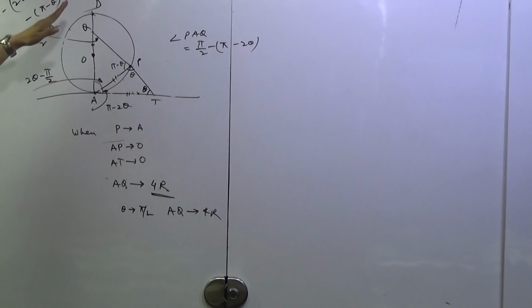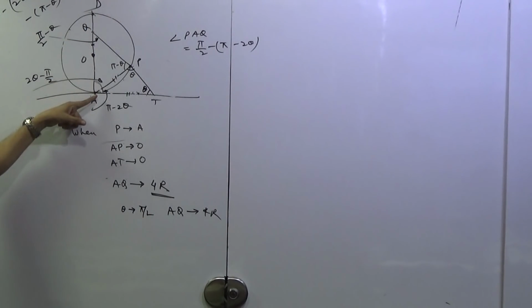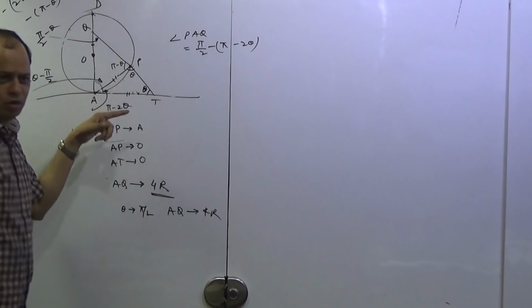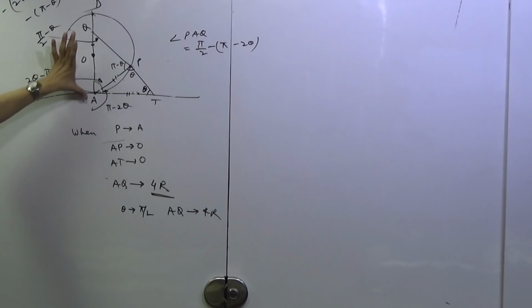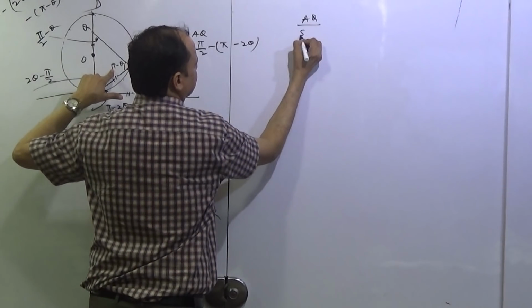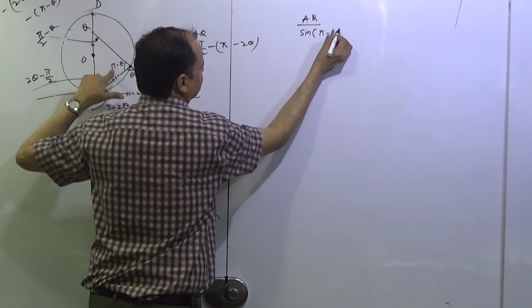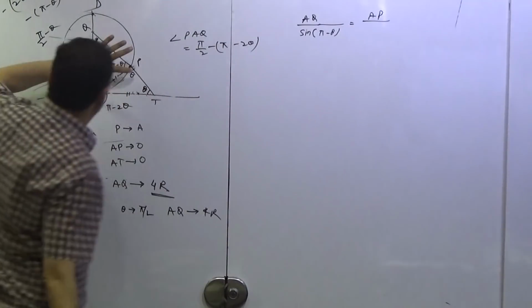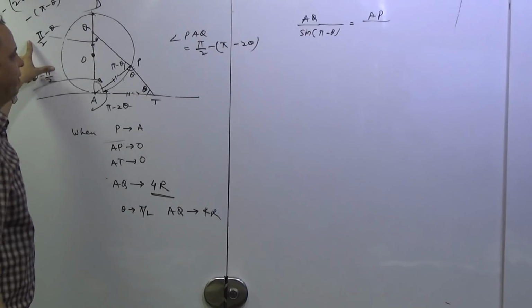So we have completed the triangle. Do you know why we have completed the triangle? We want AQ in terms of AP and theta. So, AQ upon, you know the sine rule? AQ upon sine of pi minus theta is equal to AP upon sine of pi by 2 minus theta.